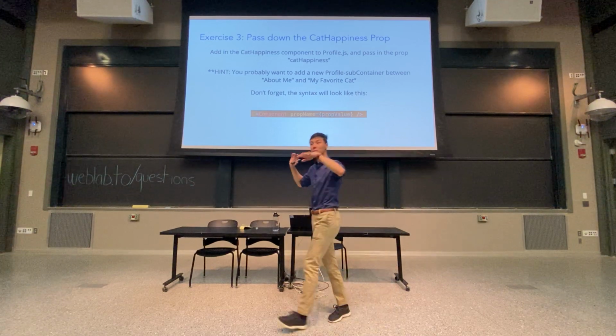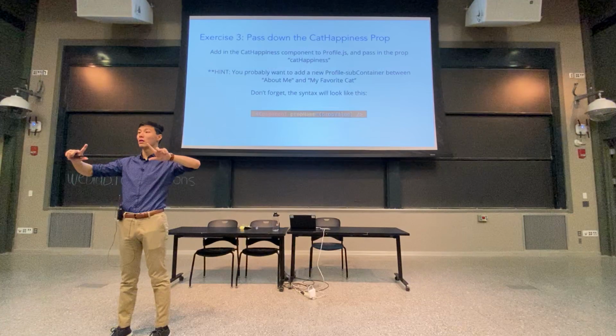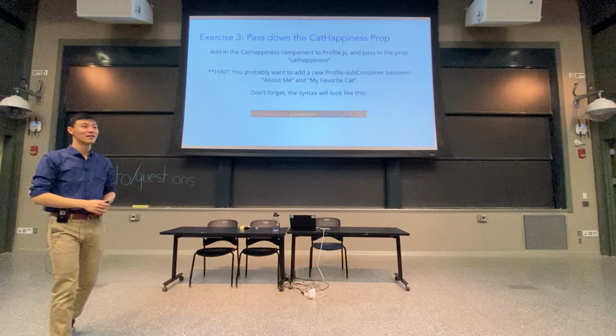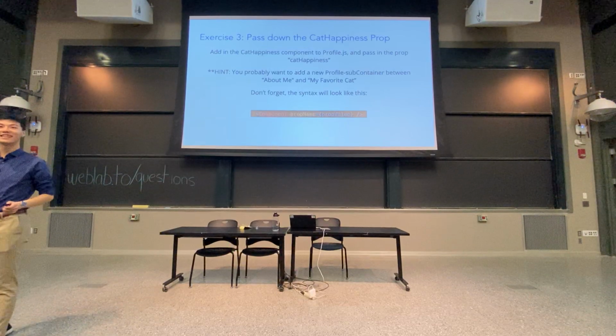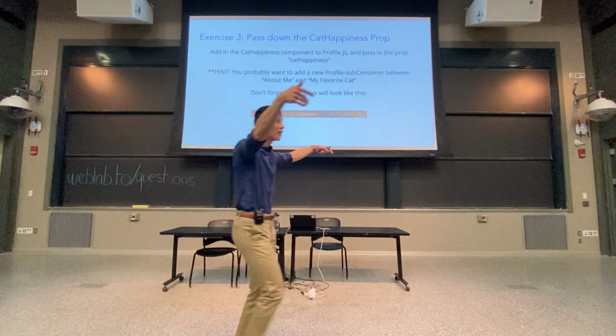What is the cat happiness component? What is it? It's something we see, right? So where does it go? Render. Good. It's render. Somebody had pity on me. Great. So yeah, it's render, right? So you put the cat happiness component inside render.